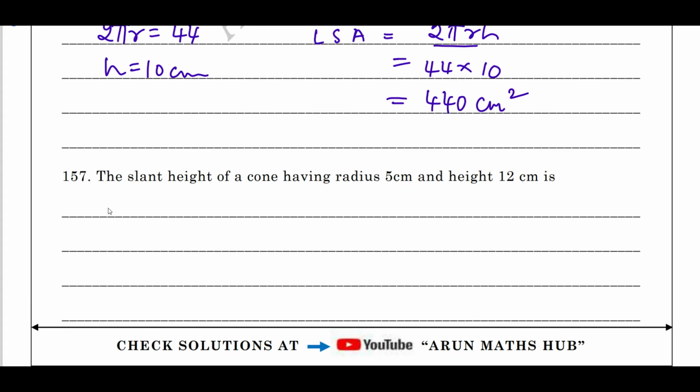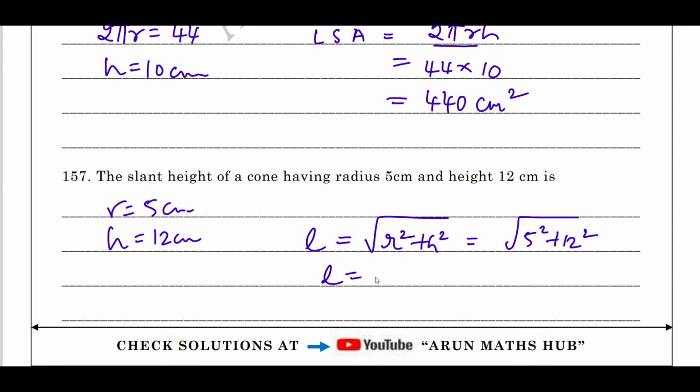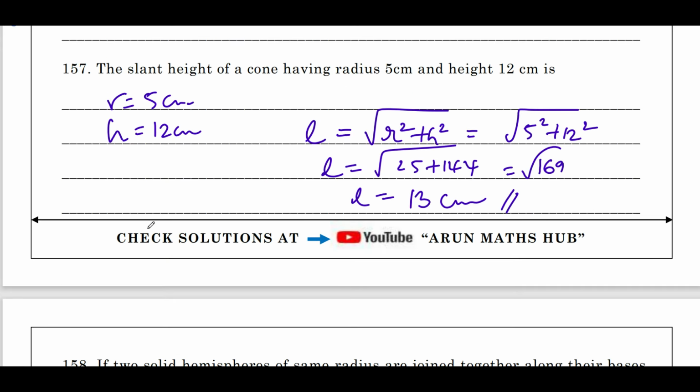What is the slant height of a cone having radius 5 centimeter and height 12 centimeter? So slant height L equals square root of r square plus h square. R square is 5 square plus 12 square. L equals 5 square is 25 plus 12 square is 144. We get L equals square root of 169. We get 13 centimeter. Therefore the slant height is 13 centimeter. The relation between slant height, radius and height of the cone: L square equals r square plus h square, so L equals square root of r square plus h square.